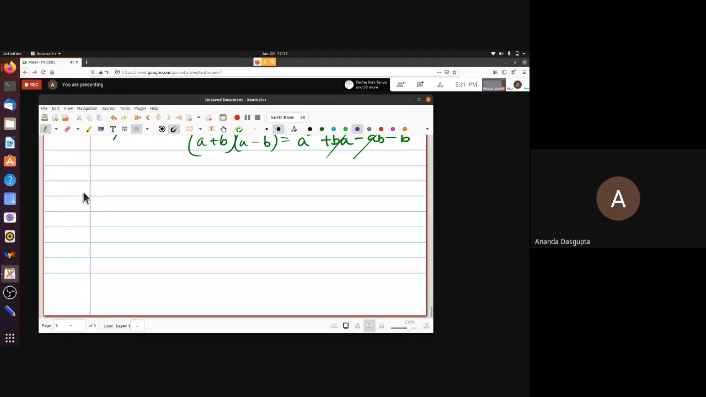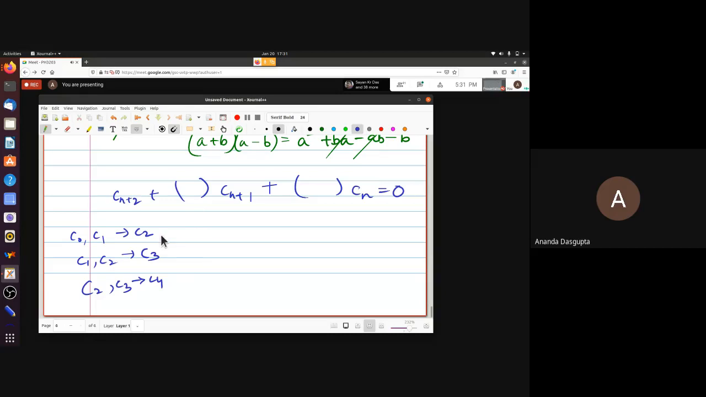Say you end up with an equation like this: Cn plus 2 plus something into Cn plus 1 plus something into Cn equals 0. This is a recursion relation that tells you that you can find C2, for example, in terms of C1 and C0. So C0, C1 will give you C2. C1, C2 will then give you C3. C2, C3 will then give you C4. In general, all of these will turn out to depend on C0 and C1, which is fine. So you will end up with C0 times some solution plus C1 times some solution.